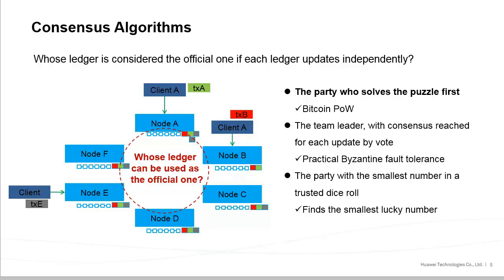In addition, a proof of luck algorithm can also be used as a consensus mechanism. Of course, no matter which algorithm is used, the final goal is to ensure that the data of each accounting node on the chain is consistent.